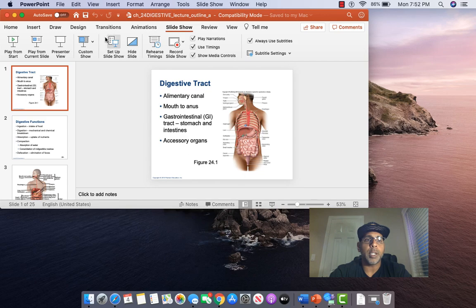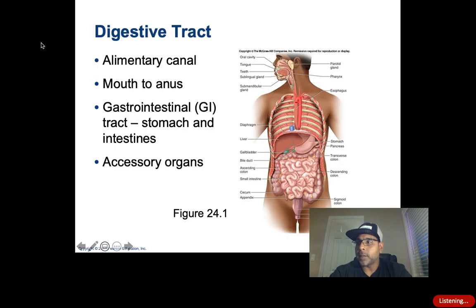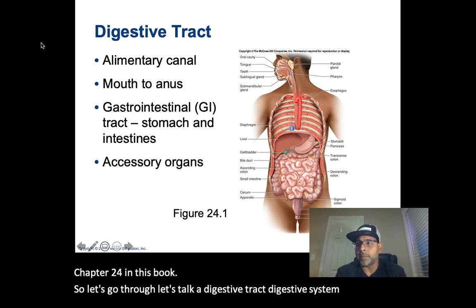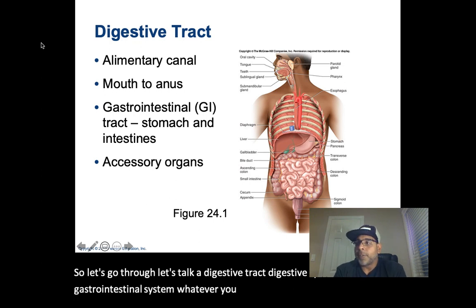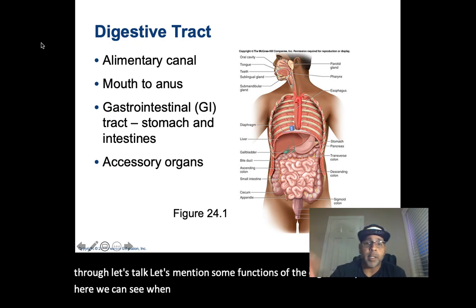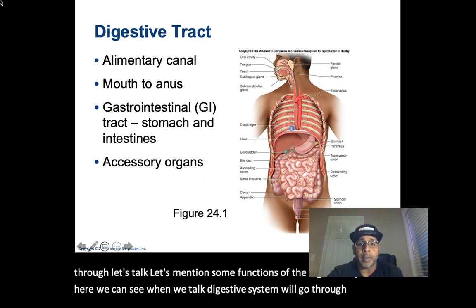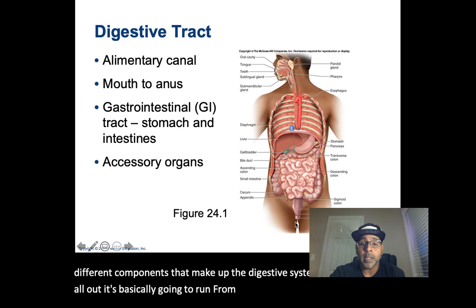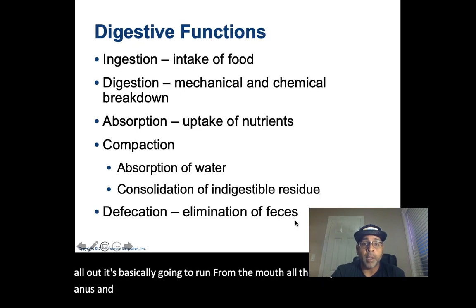Let's start with the GI tract. It's chapter 24 in this book. So let's talk about the digestive tract, digestive system, gastrointestinal system, whatever you want to call it. First, let's mention some functions of the digestive system. When we talk about the digestive system, we'll go through the different components that make it up. It's basically going to run from the mouth all the way down to the anus, and we'll go through all the different parts and check all that out.